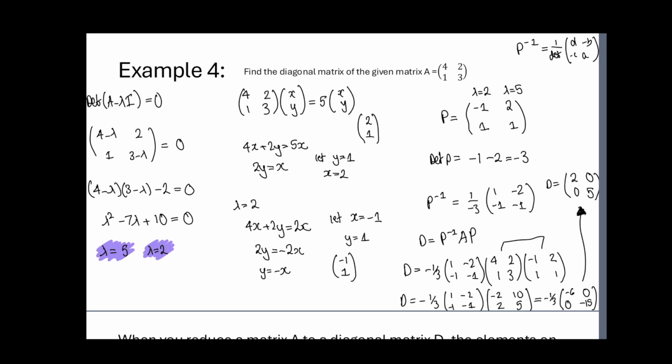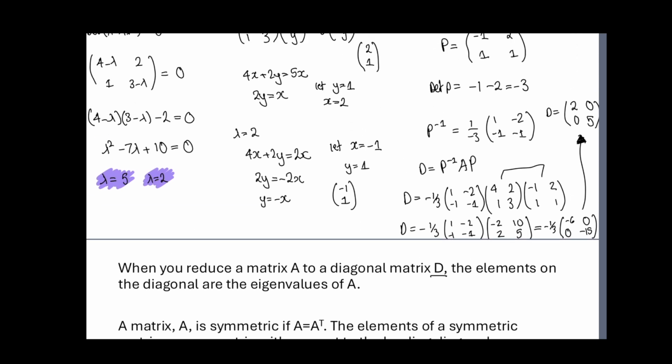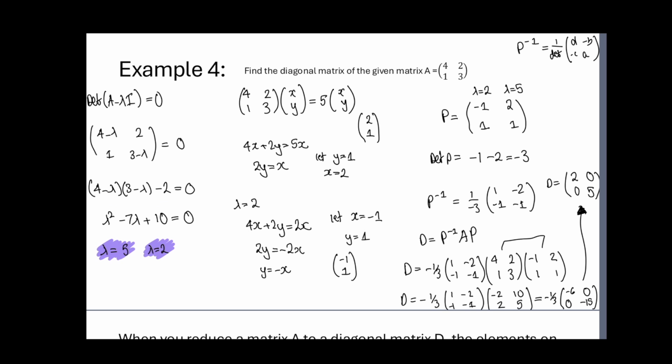So a general rule is, when you reduce a matrix A to a diagonal matrix D, the elements on the diagonal are the eigenvalues of A. And adding to that, if we put the eigenvector corresponding to 5 first in our matrix P, then we would have seen 5, 0, 0, 2. But we see 2, 0, 0, 5 because we put 2 first.